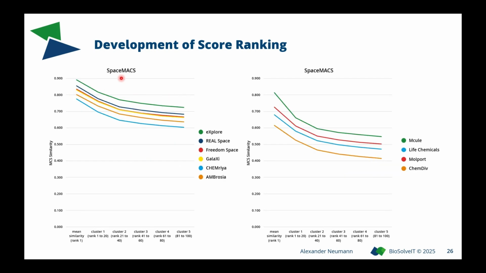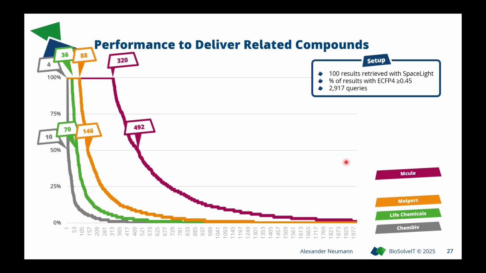Same observation can also be made for Spacemax. The drop is stronger for the libraries as well. Okay, so this was actually a nice anecdote. Ultimately, this is what we did after the first reviewer complained.